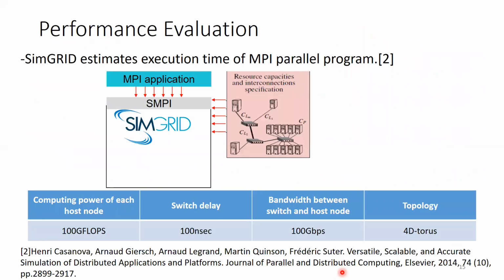We simulate the evaluation on the simulator SimGrid. The computing power of each host node is 100 gigaflops. The switch delay is 100 nanoseconds. The bandwidth between the switch and the host node is 100 gigabits per second. The topology of the network is 40 cores.